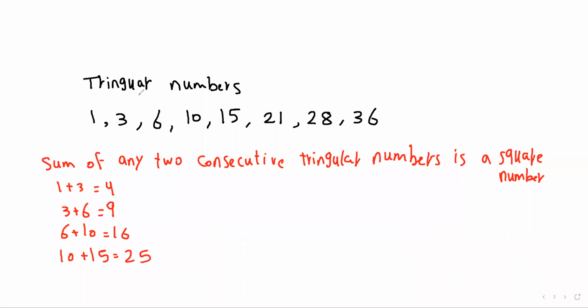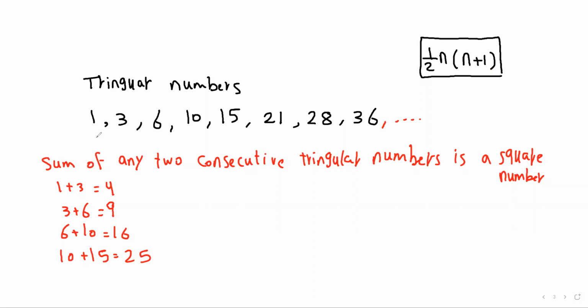So the triangular numbers are 1, that's the first triangular number, then 3, then 6, then 10, 15, 21, 28, 36, and so on. And we are following a pattern. The nth term of this pattern is half n multiplied by n plus 1. That's the nth term of the triangular numbers.